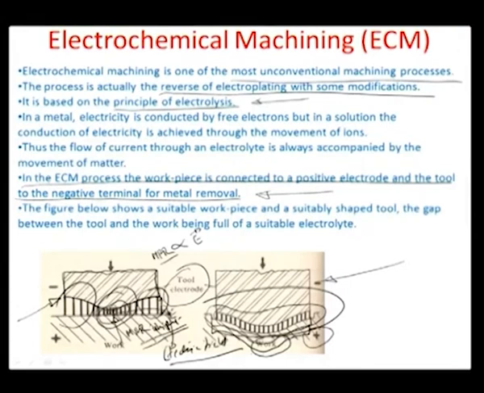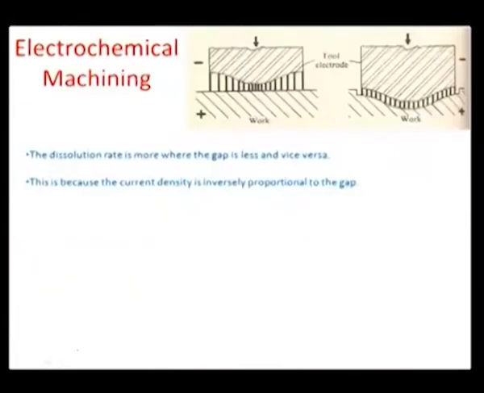So that's the beauty of this ECM process, that it is a die sinking process. So whatever shape you want to generate, you create a negative of that shape as a tool, and it automatically impregnates that shape finally on the workpiece.